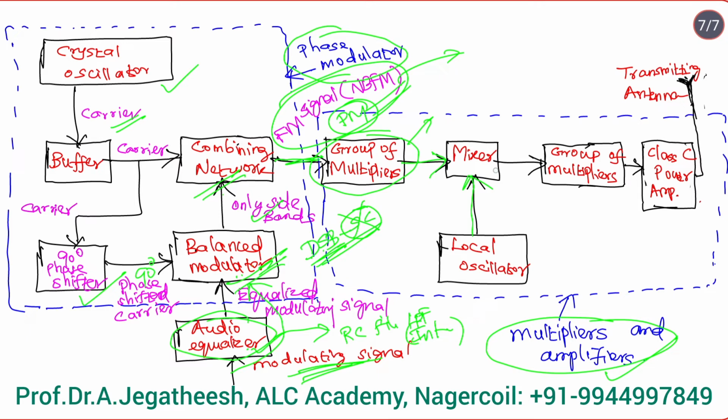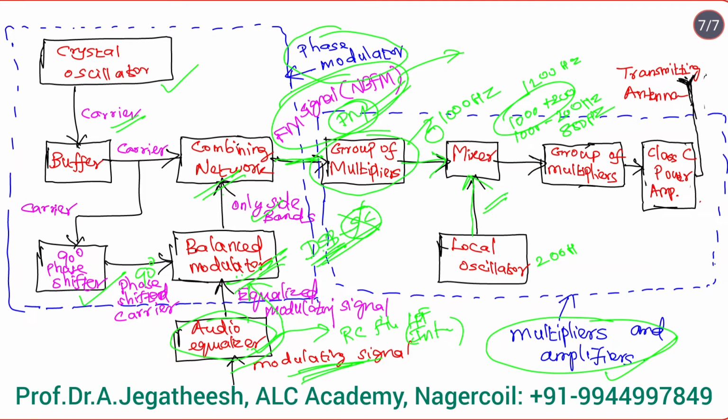Now the mixer mixes both the frequencies, the output of the group of multipliers and the output of the local oscillator. The output of the mixer has two components. If you consider the output of the group of multipliers is 1000 Hz and the local oscillator frequency is 200 Hz, then the output of the mixer will be 1000 plus 200 Hz or 1000 minus 200 Hz. So you will get either 1200 Hz or 800 Hz.